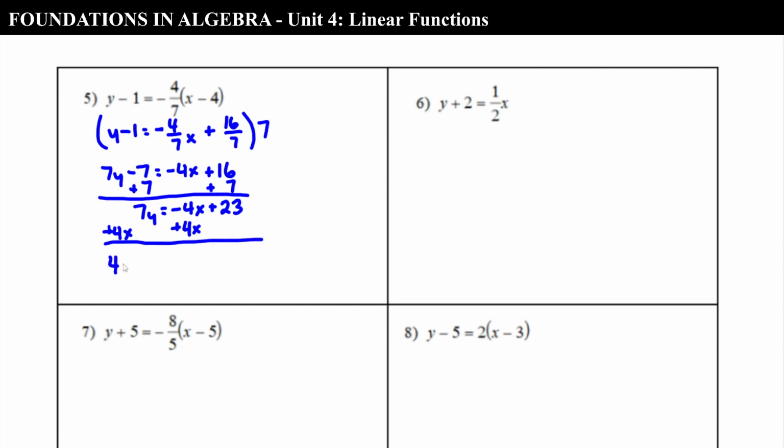And that gives us 4x plus 7y equals 23. And that's our standard form.